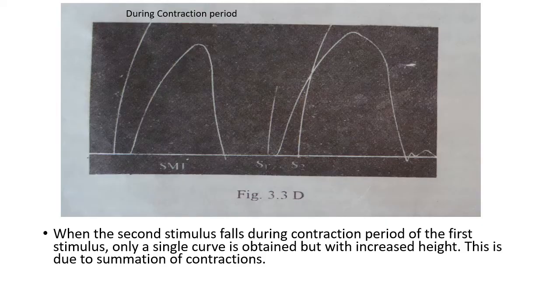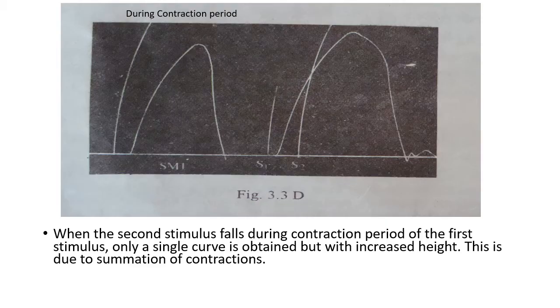Now the next graph, which shows effect of two successive stimuli on muscle contraction when the second stimulus is given during contraction period of the first stimulus. So here see the graph. Again on the left side you can see it's a simple muscle twitch, or SMC, simple muscle curve. Again, this is just for the comparison. On the right side you can see S1 and S2. So S2, second stimulus, is given during contraction period or during contraction of the first stimulus.